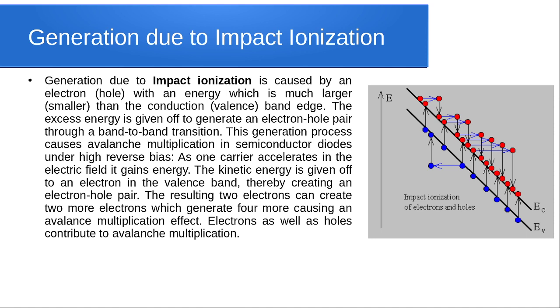In other words, if a particular electron at the edge of the conduction band has more energy than required, it gives that energy to a different electron, which in turn gets energized, and that energy will help this new electron to escape from the valence band to the conduction band.